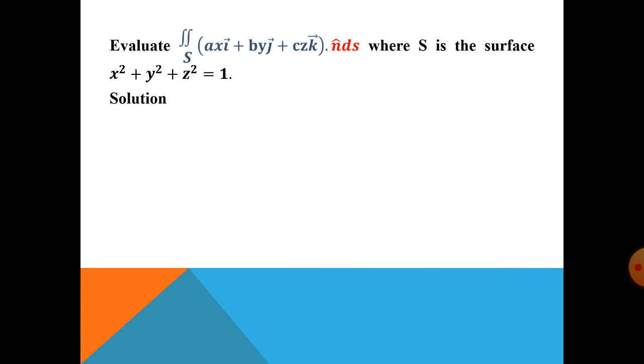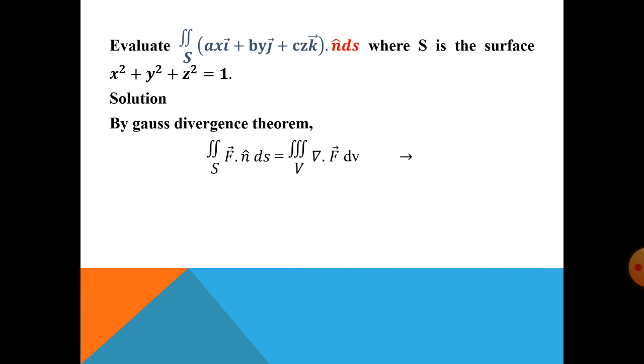Let's see another problem. Evaluate the surface integral over a closed surface of ax i vector plus by j vector plus cz k vector dot n cap dS, where the surface is x square plus y square plus z square is equal to 1. We know the Gauss divergence theorem condition. Take it as the first equation. Here, ax i vector plus by j vector plus cz k vector is given instead of f vector. So using RHS, find the LHS value.